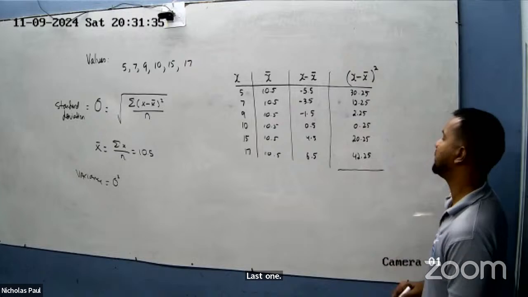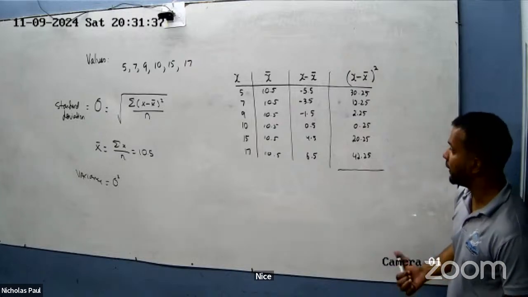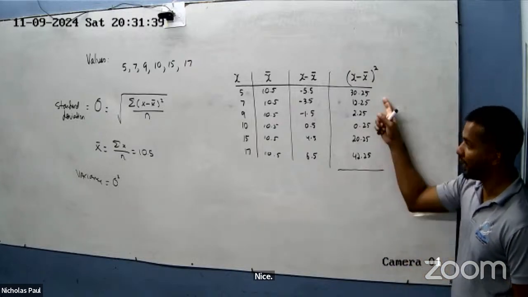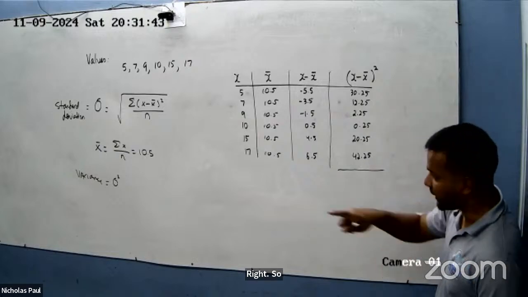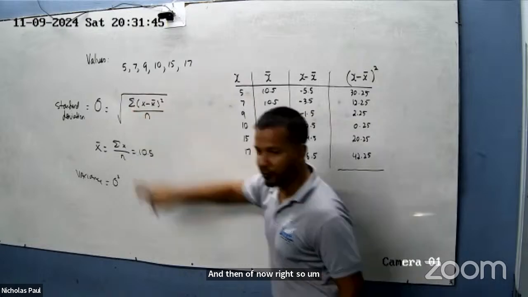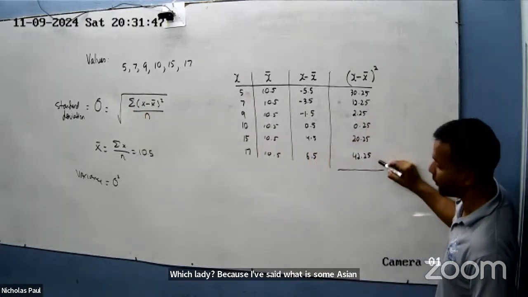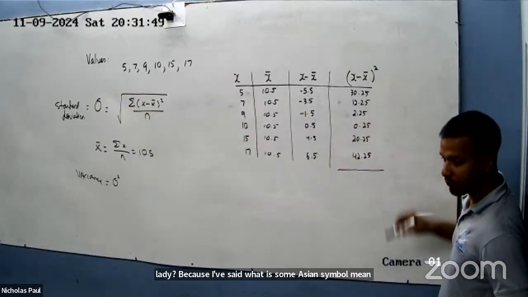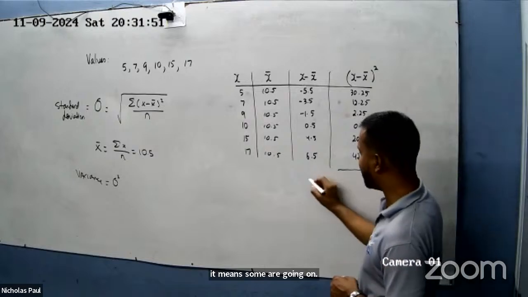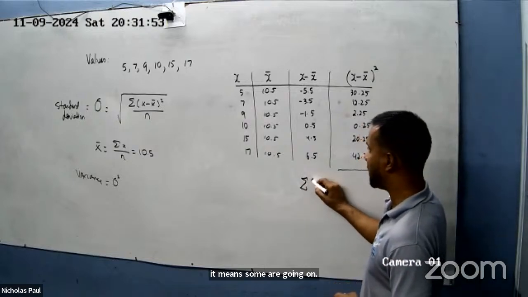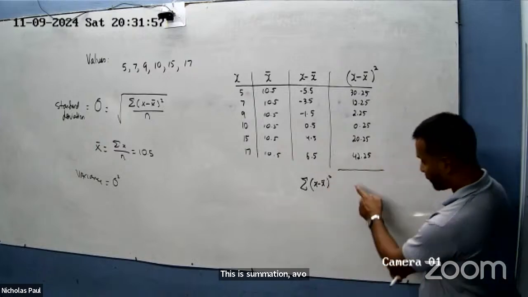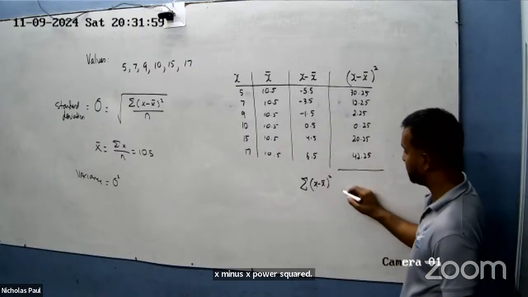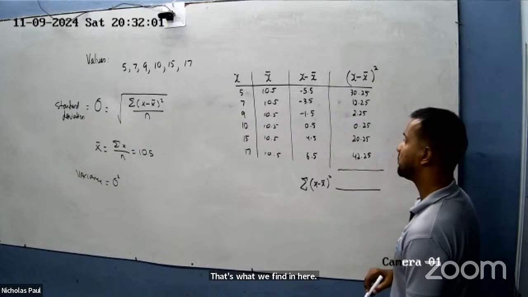42.2. Nice. Right? So add them up now. Actually, you're asking what the summation symbol means? It means sum it all up. So what we find in here is the summation of x minus x bar squared. That's what we find in here. Okay? Copy it down.